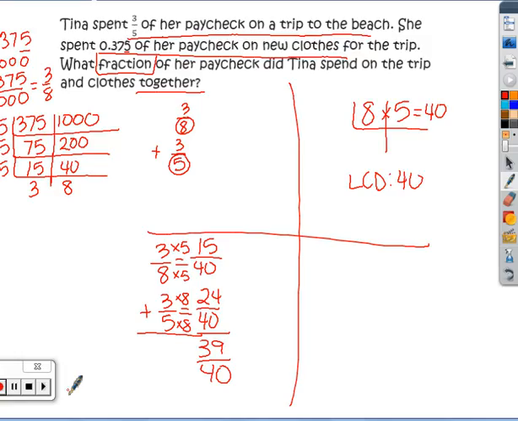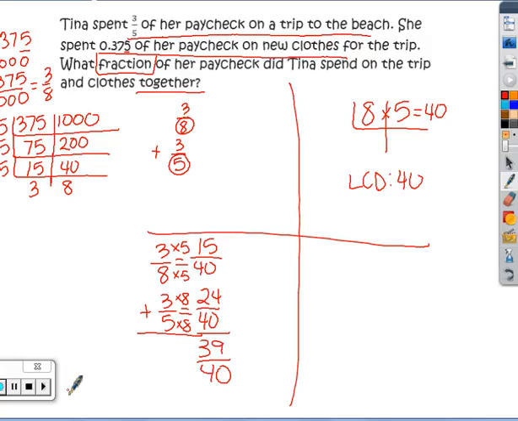So is it what my question is asking for? What fraction of her paycheck did Tina spend on the trip and clothes together? So I did combine them, turn them into fractions. My answer is a fraction. And then I need to ask myself if it's reasonable. So I can look at both of those numbers and kind of determine whether or not I think my answer is reasonable. Give me a thumbs up if you agree with reasonable and a thumbs down if you disagree. And then I would have someone explain why they agree or disagree.